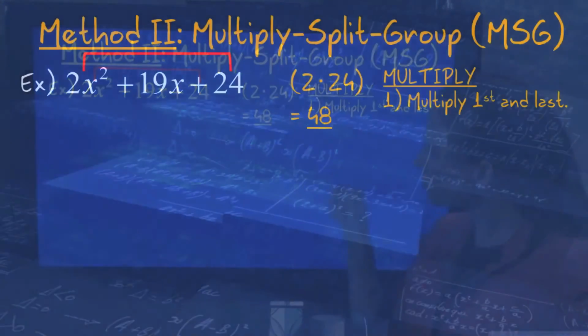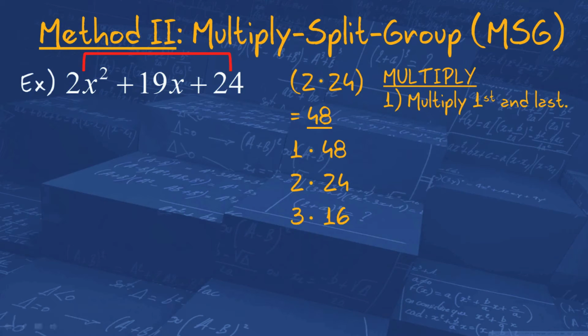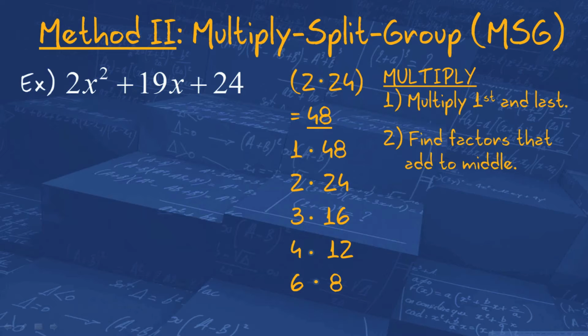Okay, so now let's find factors of 48. I've listed them all here, looking for the pair that adds to the middle number, 19. The 3 and the 16 work. Now, we're not going to plug them directly into the binomial. We're going to use them in a different way, and that's where the split part comes in.